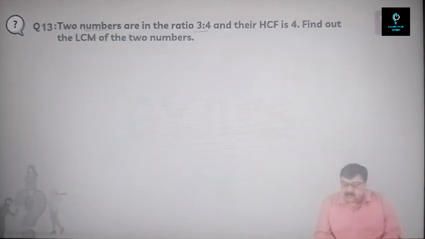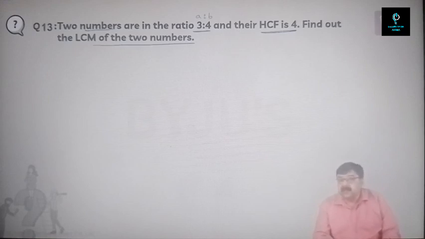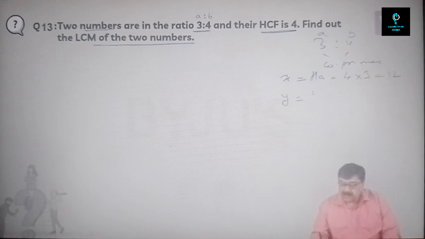Two numbers are in the ratio 3:4 and their HCF is 4. Now find out the LCM of the two numbers. See, if the two numbers are in the ratio of 3:4, that becomes A:B. Why? Because 3:4, these two numbers are co-primes. So the first number X, let us say, happens to be HA. This is A, this is B. And that is 4 into 3, which is 12. And Y happens to be HB. That is 4 into 4 equals 16.